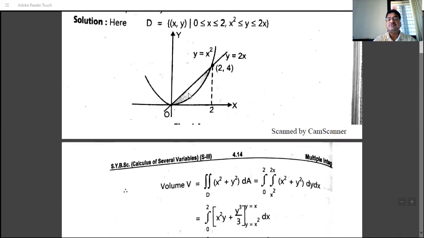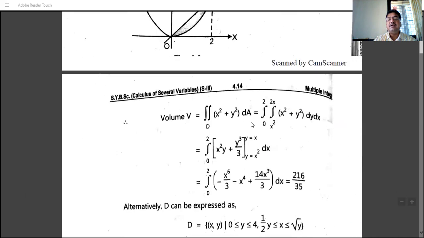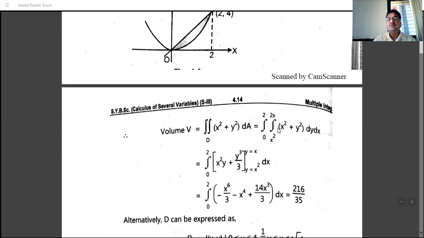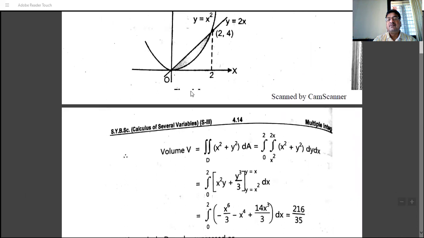This is the region, suppose D. Z is x square plus y square, dA, that is dx dy. So take the strip parallel to the y-axis in order to integrate with respect to y. We can write this integration in two ways.